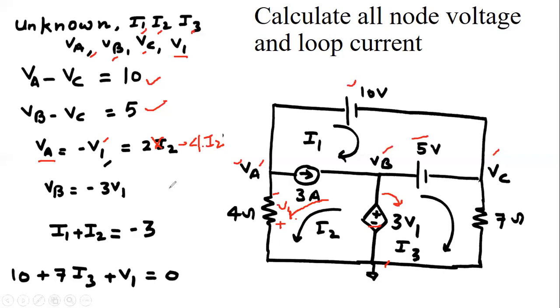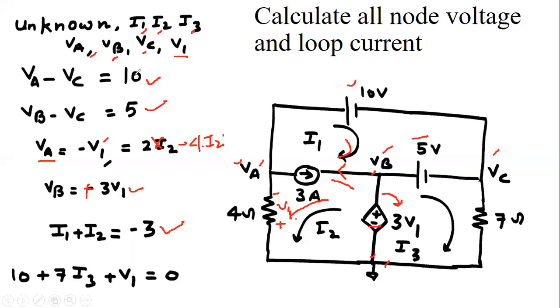Okay, and between this VB and the ground, there is only the source, and VB is having the positive terminal, so this is again VB equal to plus 3V1. Remember, VB equal to plus 3V1. Now see, the next equation: I1 is the loop current of this branch, and that is the I2 of this branch current. So total current in this branch is I1 plus I2, that is opposite of 3 ampere. So I1 plus I2 equal to minus 3 ampere.